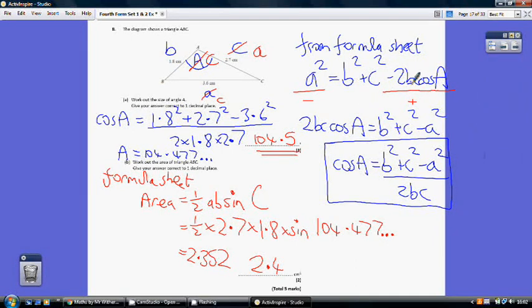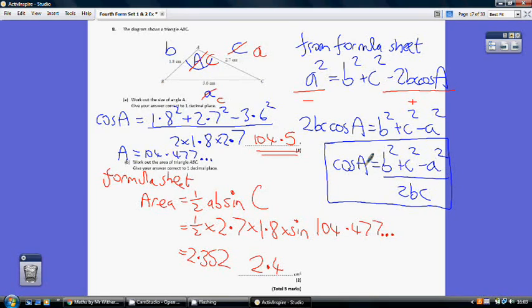So adding 2bc cos A to both sides, and at the same time I'm going to take away the a squared from both sides. So that gives me my 2bc cos A equaling b squared plus c squared minus my a squared. And then I've gone and divided both sides by 2bc. So I've got cos A being the subject. So cos A equals b squared plus c squared minus a squared all over 2bc.